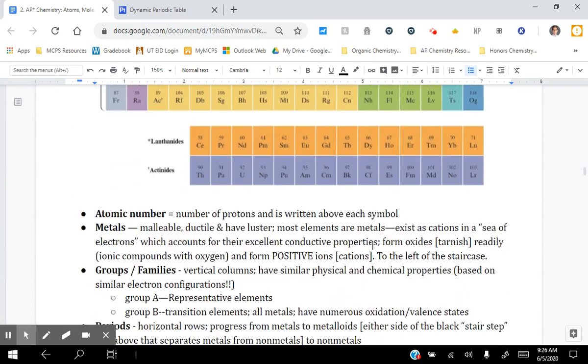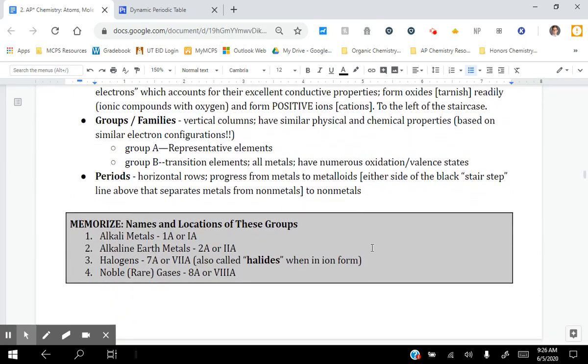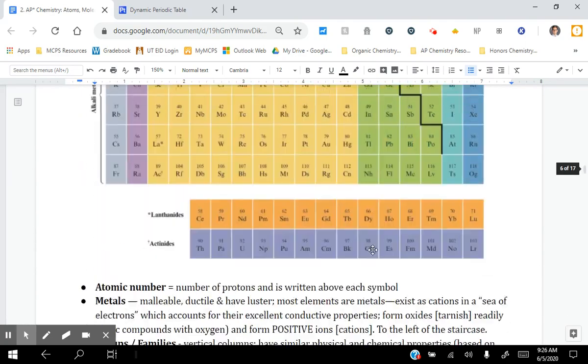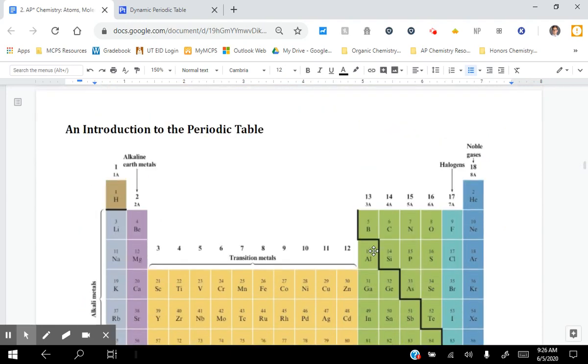All right, that is all for this lesson. Our next lesson will get into the periodic table and chemical nomenclature.